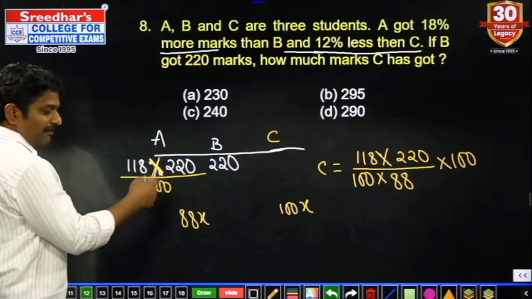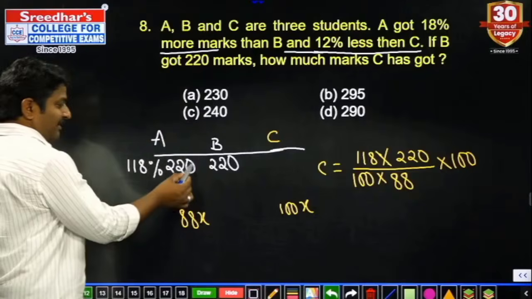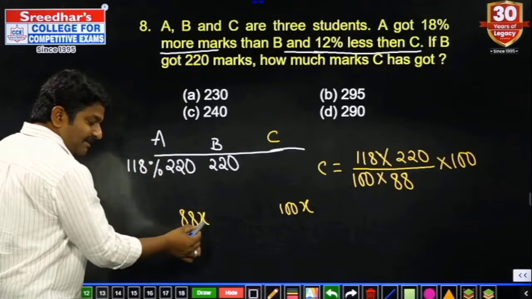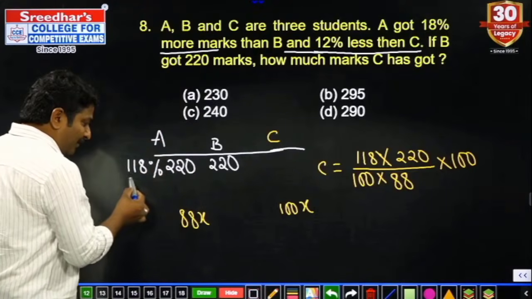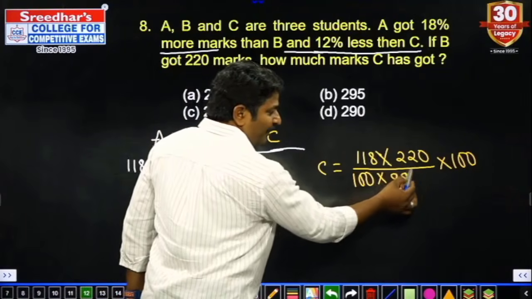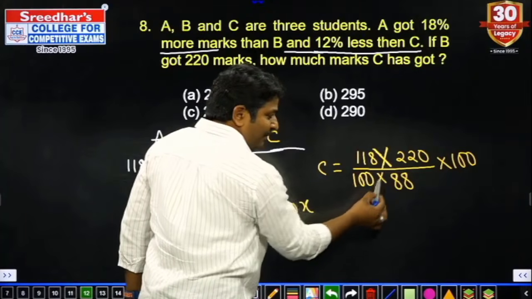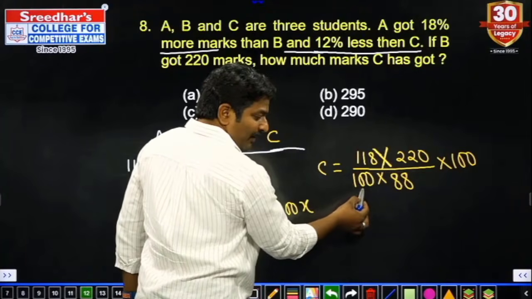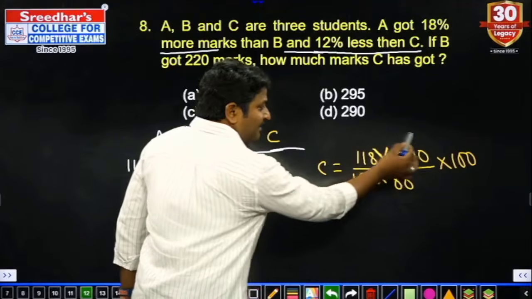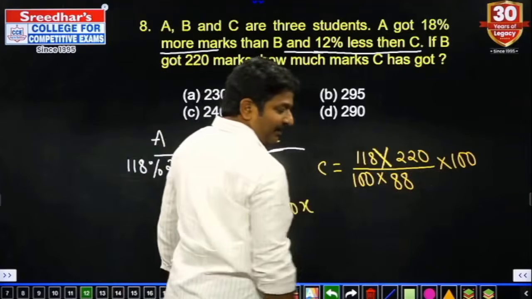Here also, when the percentage symbol is deleted, you have to write divided by 100. That I am not writing because you might get confused. This is equal to 88x. Then x will be equal to 118% of 220 divided by 88. Now I am deleting the percentage symbol, writing into 1 by 100. This is the x value. C is equal to 100x, which is into 100.